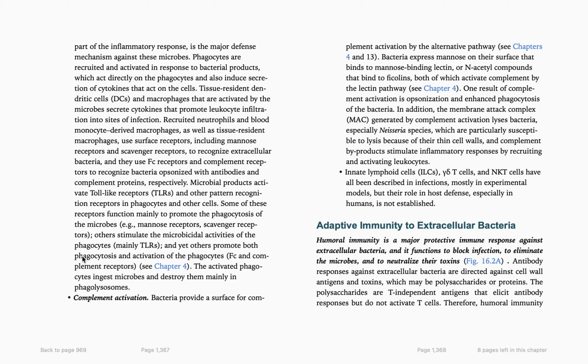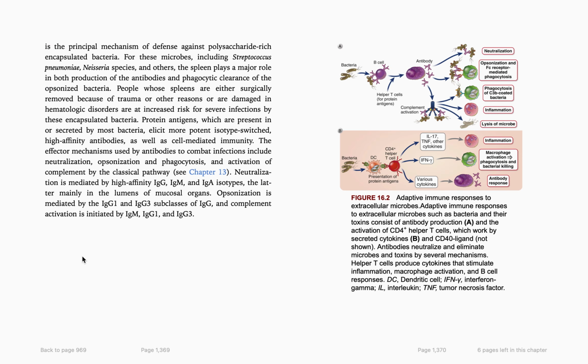Adaptive immunity to extracellular bacteria. Humoral immunity is the major protective immune response against extracellular bacteria, and it functions to block infection, to eliminate the microbes, and to neutralize the toxins. Antibody responses against extracellular bacteria are directed against cell wall antigens and toxins, which may be polysaccharides or proteins. The polysaccharides are T-independent antigens that elicit antibody responses but do not activate T cells. Therefore, humoral immunity is the principal mechanism of defense against polysaccharide-rich encapsulated bacteria.